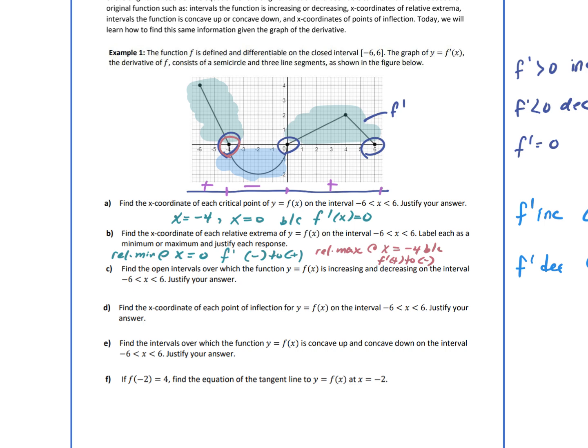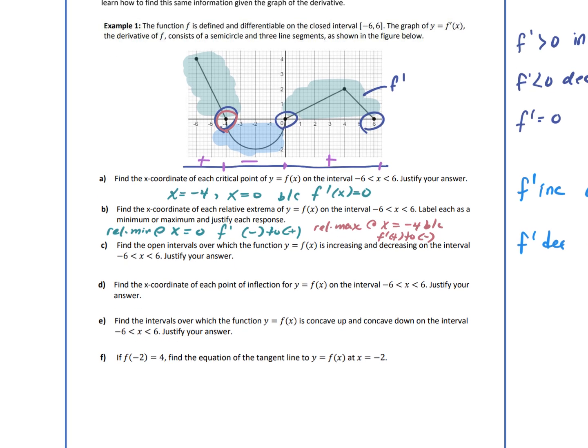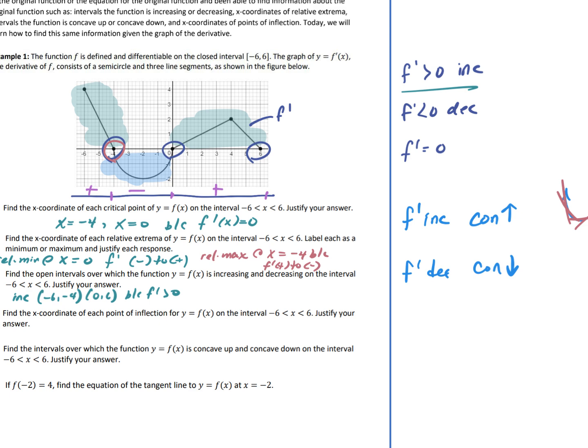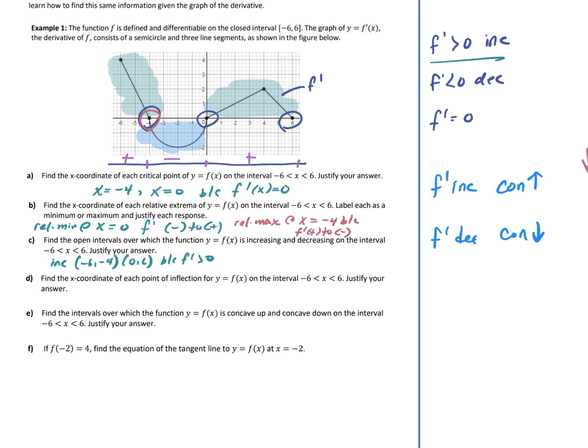Increasing, decreasing. So increasing, we would say from -6 to -4, and then 0 to 6, because f prime is greater than 0, right? We know the graph is increasing when f prime is greater than 0, and in this case we'd say decreasing from -4 to 0, and it would be because f prime is less than 0.